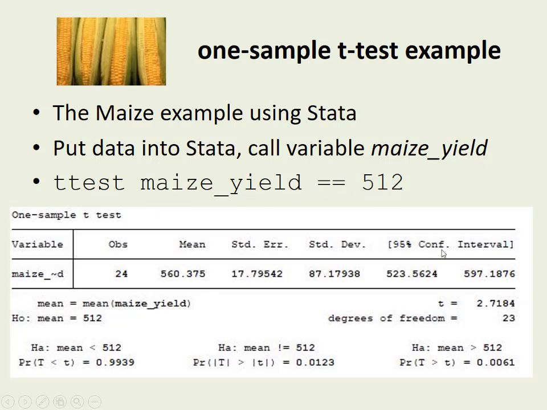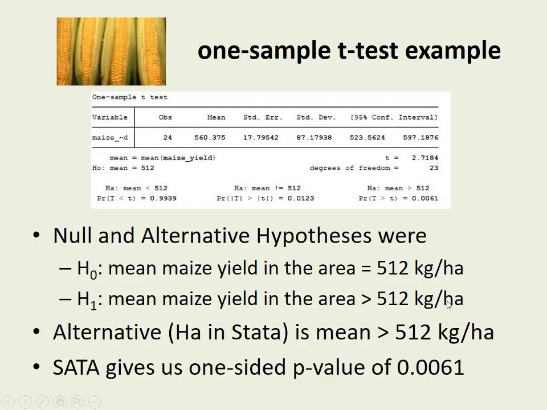The main challenge is to get the data in there, put the right command in without misspelling it and getting a lot of red error messages, and then look at these three things here. You've got to decide which one to choose. Because our alternative was a one-sided one that's greater than, we're looking for this one here. And as you can see, the probability is exactly the same as calculated previously, rounded off. So Stata gives us the same p-value.